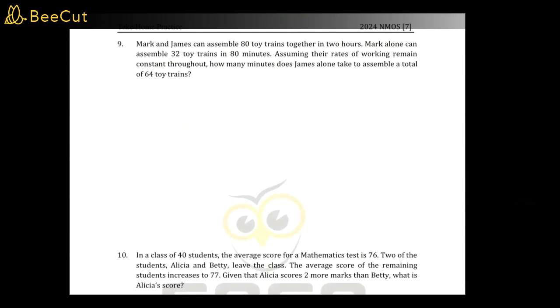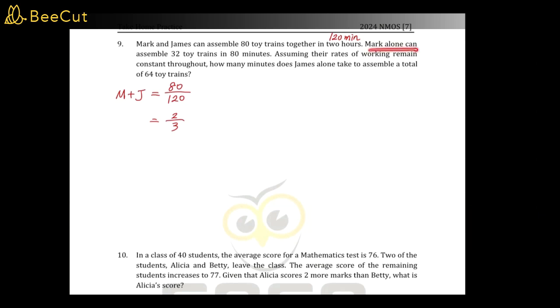Now, in question 9, so Mark and James can assemble 80 toy trains together in 2 hours. 2 hours is 120 minutes. So we can work out the rate. M plus J is 80 over 120. Simplified, every minute they can finish 2/3 of a toy.